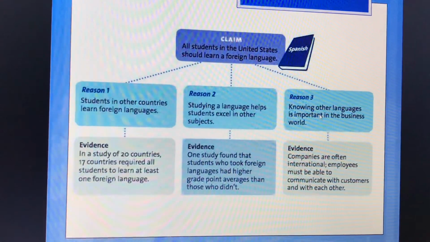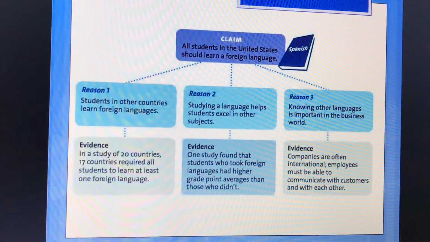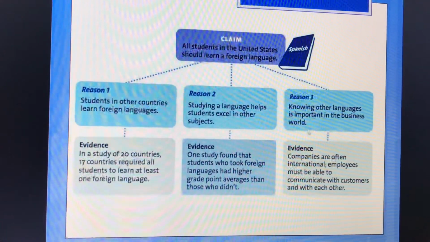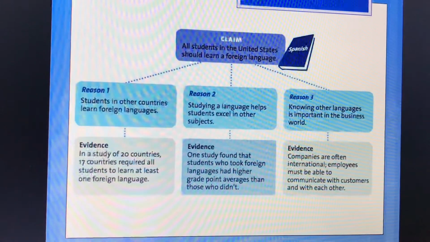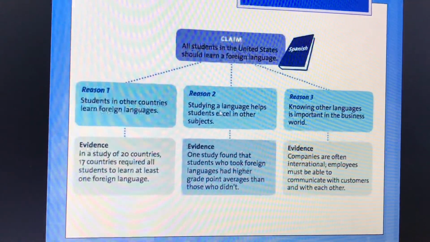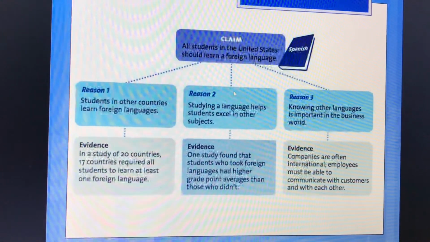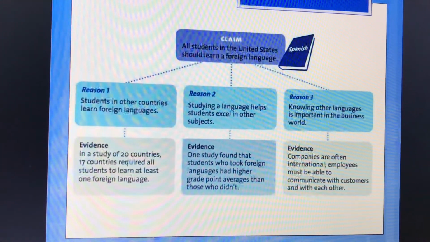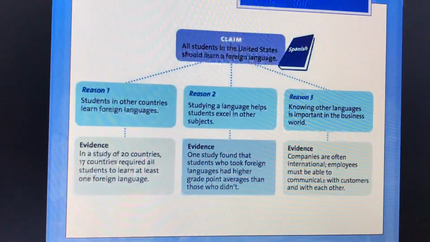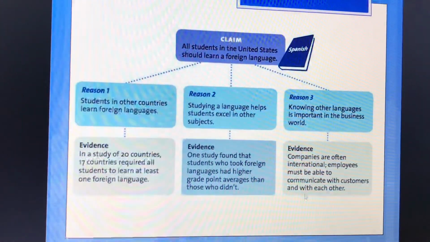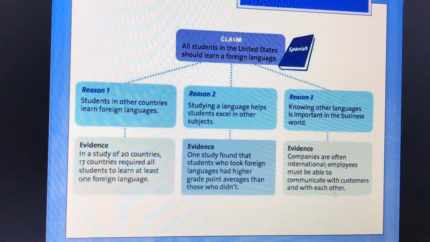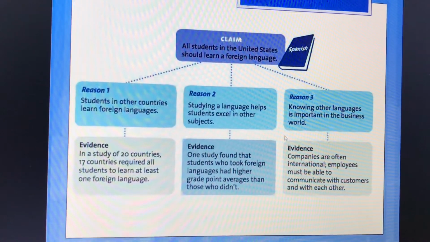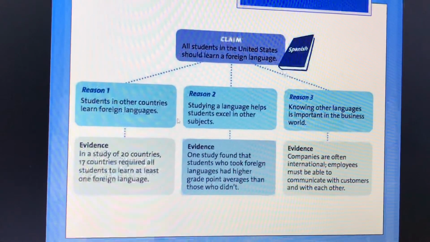What about the third? Knowing other languages is important in the business world. So the third reason is also supporting; it's with studying another language. Why? Companies are often international. Employees must be able to communicate with customers all over the world and with each other. So all three reasons support the yes, or for, opinion.